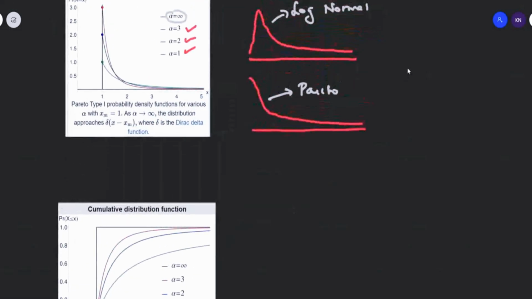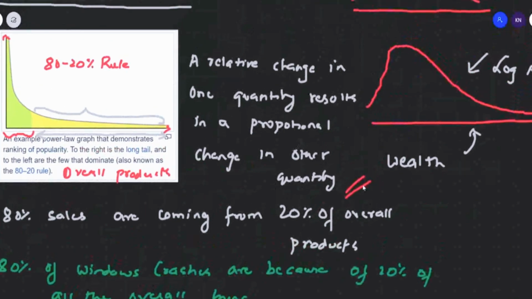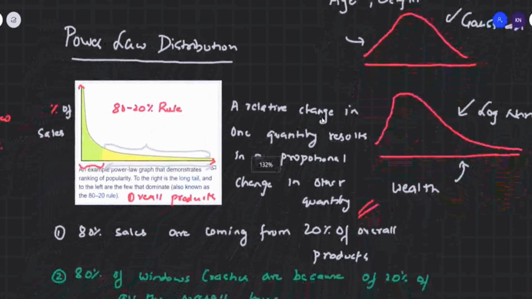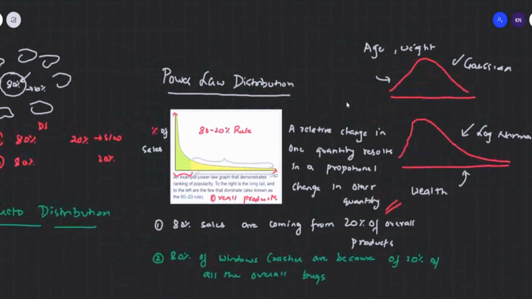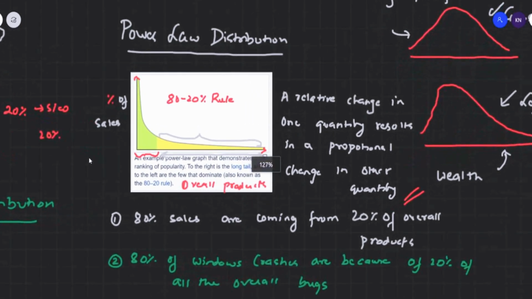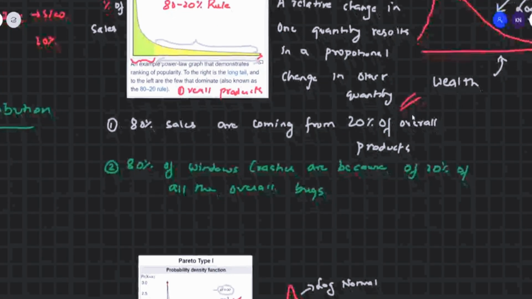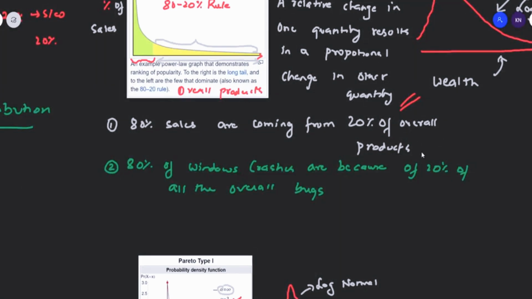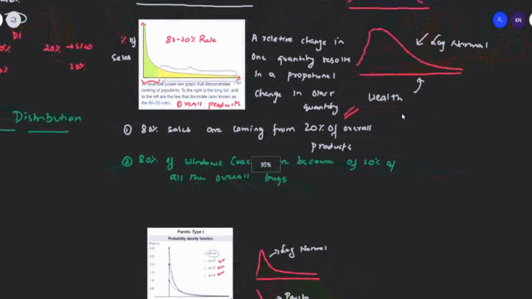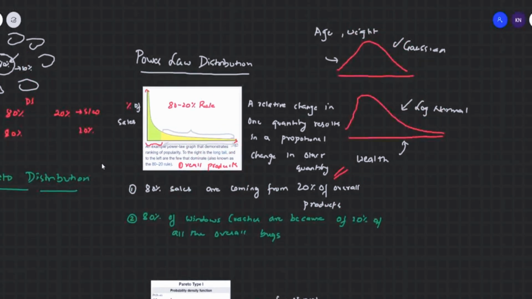Why am I explaining this, guys? Because this is a very important interview question about what a power law distribution is. You really need to understand the 80-20% rule and give examples. I've given four examples: IPL, 80% of data scientists using 20% of the most common software products, and 80% of sales coming from 20% of overall products. All these examples will be handy when you are explaining in the interview.